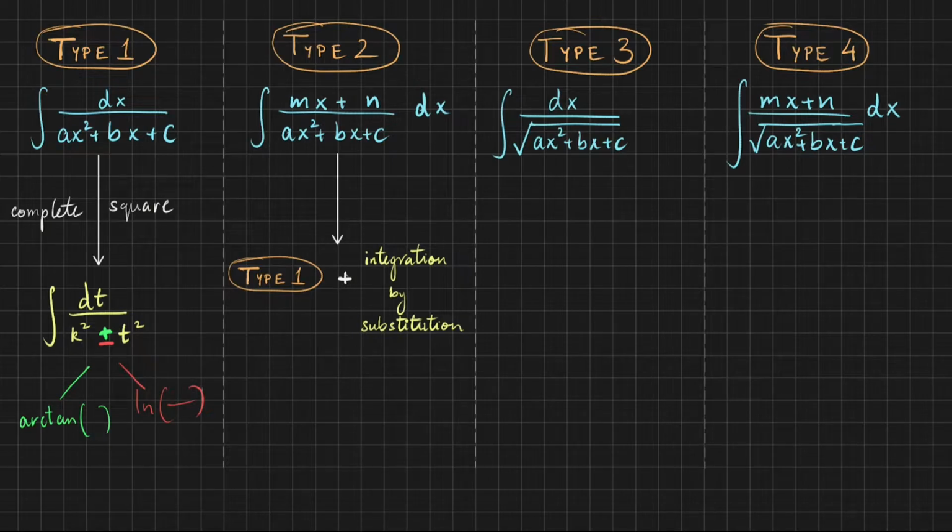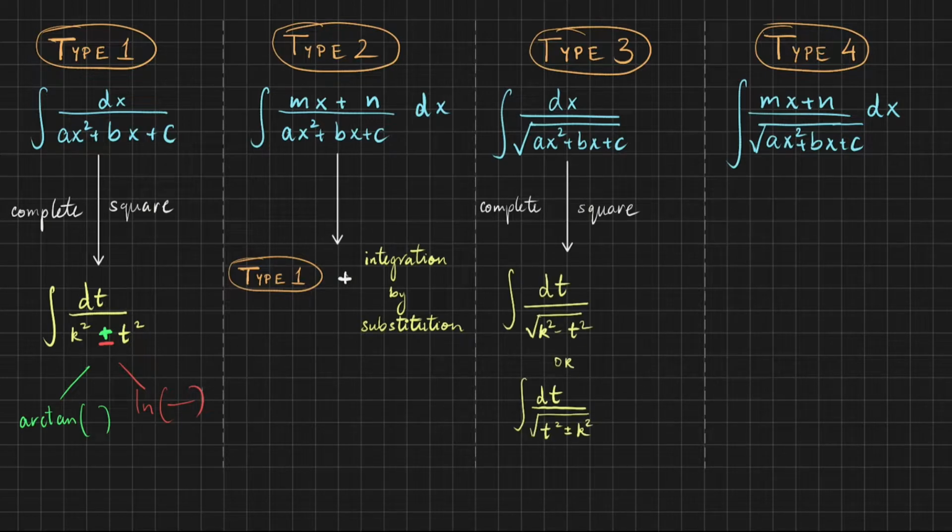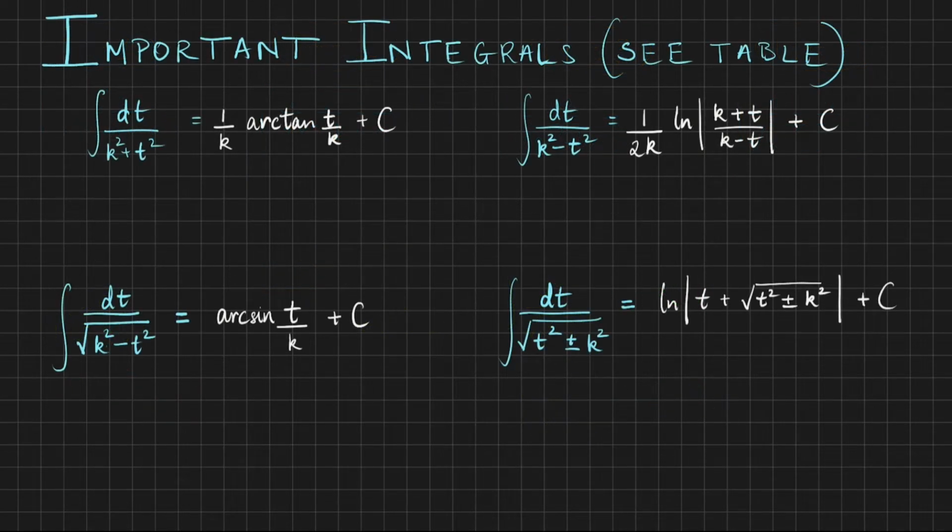Next, let's take a look at the type 3 integral. In the type 3 integral, we have a square root of a quadratic trinomial in the denominator. And again, we are going to complete the square for this quadratic trinomial. And this is going to result in two different types of integrals. It could be the integral of dt over square root of k squared minus t squared, or the integral of dt over square root of t squared plus or minus k squared. Now these two integrals, we saw the form earlier. The dt over square root of k squared minus t squared can be reduced to an arcsine, whereas the bottom one can be reduced to a ln integral. Again, these are the same ones that we saw earlier, namely the bottom two integrals.